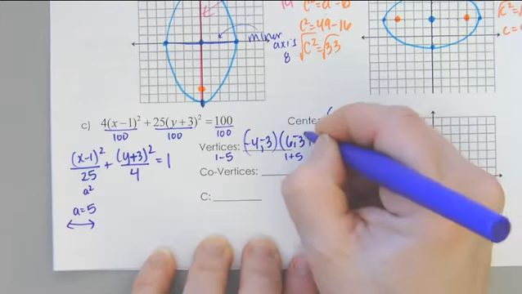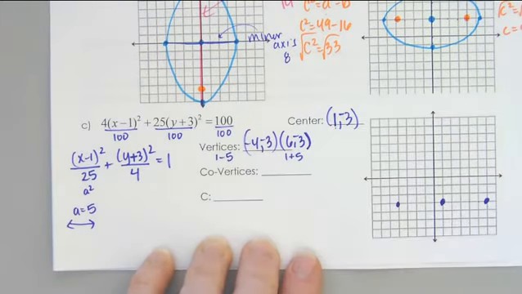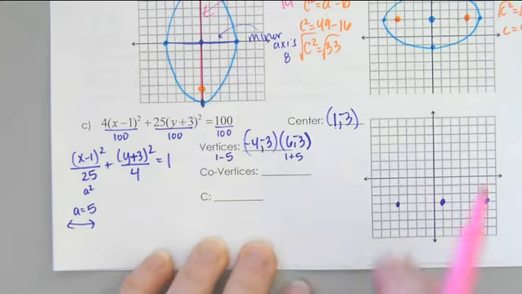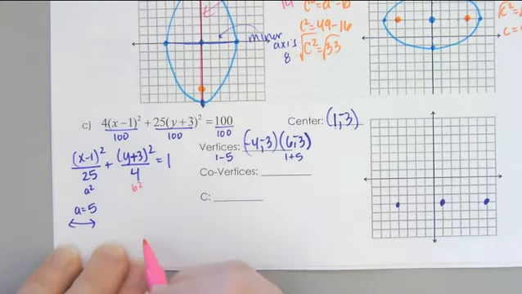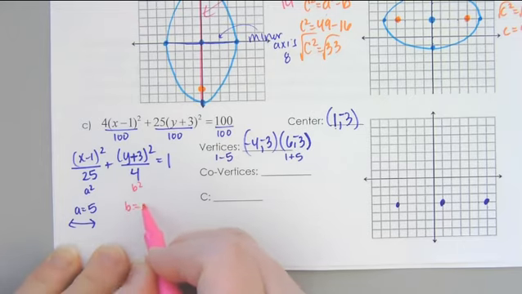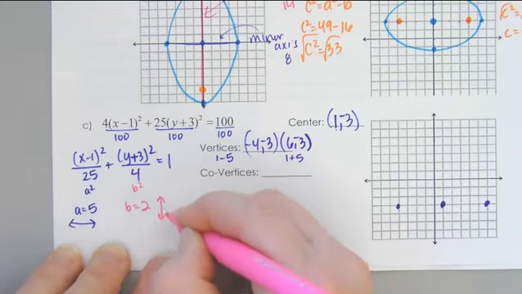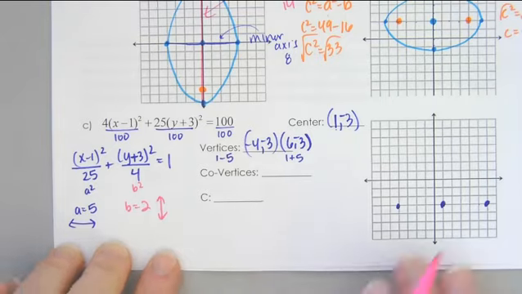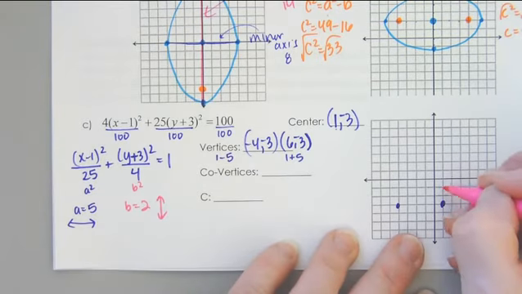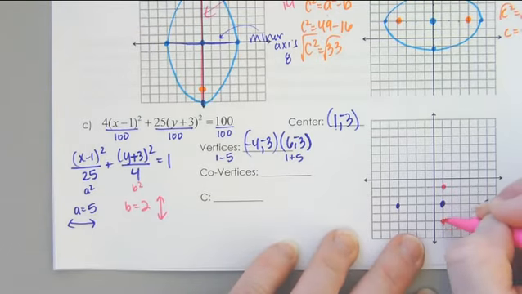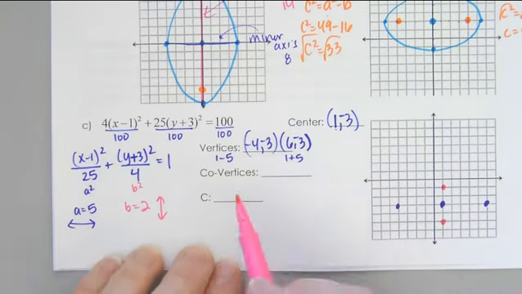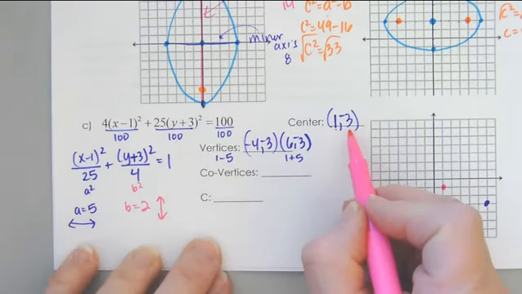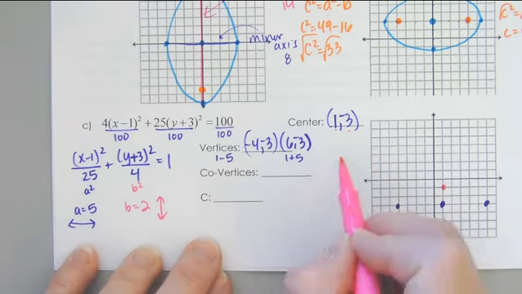Let's find our co-vertices. I'll do that with a different color. The co-vertices are the ones that aren't as far away. So that's going to be my b value. The square root of 4 is 2. That means I'm going to go up and down 2 spaces from the center. So go up 2, go down 2. Again, you could very easily just look at the graph and determine what those are, but algebraically you're going to add and subtract 2 from your y value.